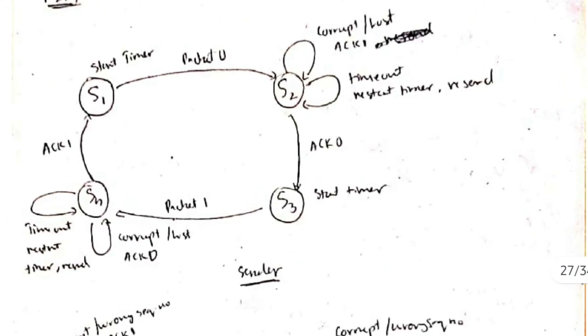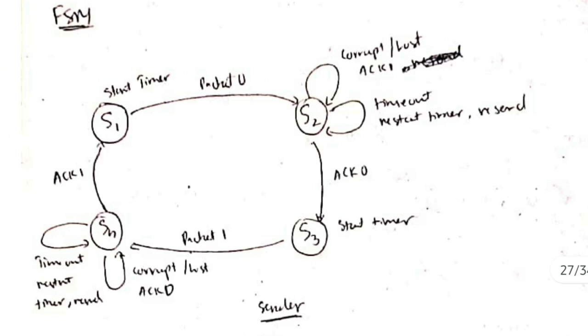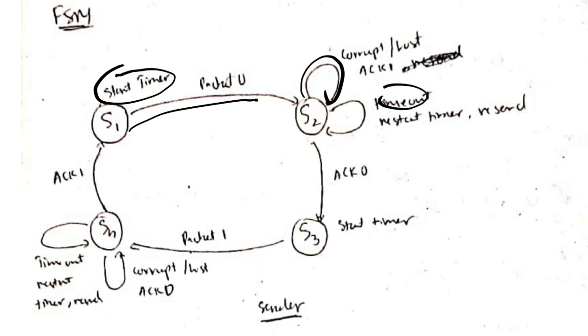Let's see what is the difference in the FSM. Here also we'll have 4 states, for packet 0 and packet 1. I have sent packet 0 and started the timer. If I get ACK1, that is the wrong ACK, that means the data was corrupted or lost in between. So I have to resend. I won't resend suddenly; I'll wait for some time. If the time is out, I'll restart the timer and resend the packet.